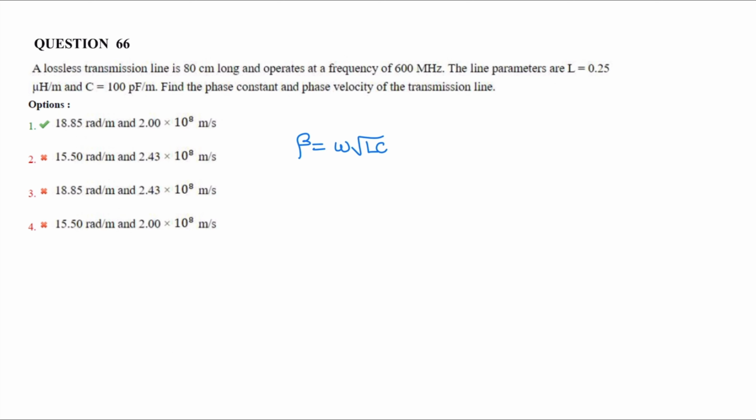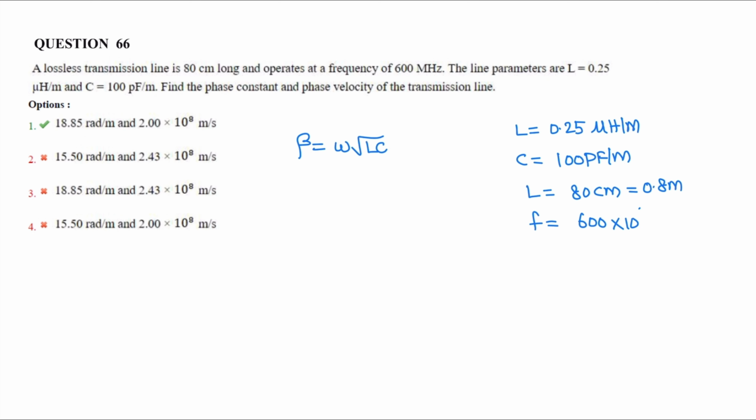Next question. A lossless transmission line of 80 cm long operates at 600 MHz. The line parameters: L, inductance per unit length, is 0.25 micro Henry per meter. Capacitance per unit length is 100 picofarad per meter, and the transmission line length is 80 cm, that is 0.8 meters, and the frequency of operation is 600 megahertz. We need to calculate the phase constant and phase velocity.